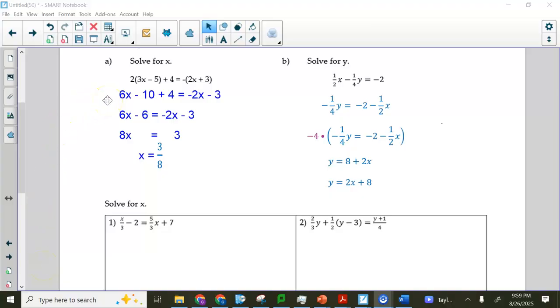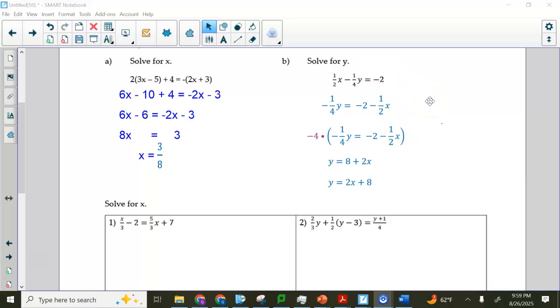For the first one, you needed to distribute and then add some like terms. Finally, once you get x's on one side, we can add the 2x to get 8x, add the 6 to get 3, but we end up with that fraction. So x equals 3/8. For part B, this is those literal equations.